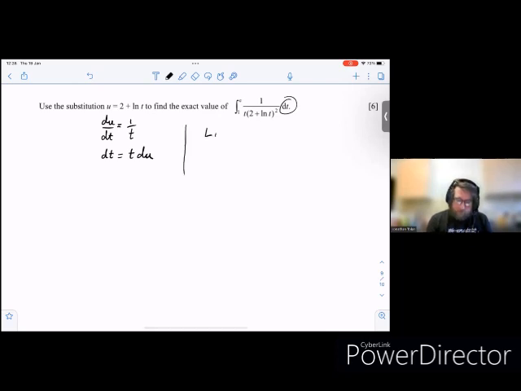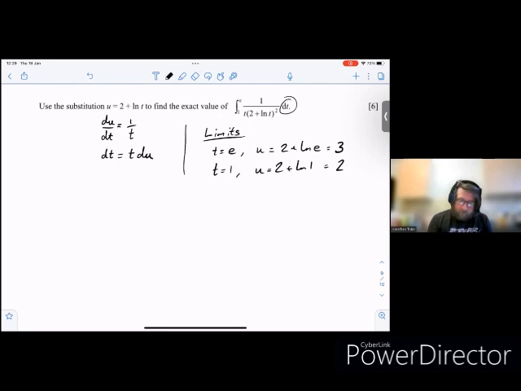Then the limits. Well, when t, I keep wanting to write x. When t equals e, u equals 2 plus log e, which is 2. When t equals 1, u equals 2 plus log 1, which is 2 as well. Log e is 1, yeah, I got that one wrong. Log e is 1, so 2 plus 1 is 3. So the limits are 3 and 2, not 2 and 2.